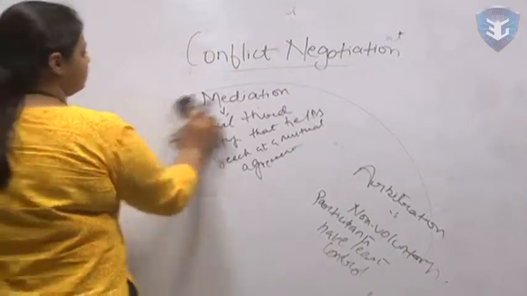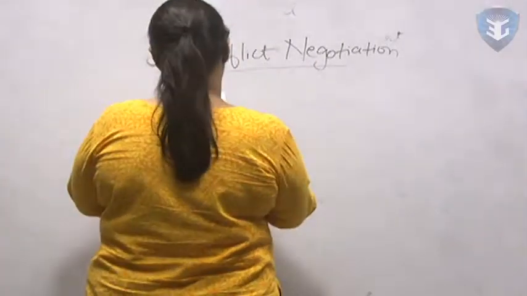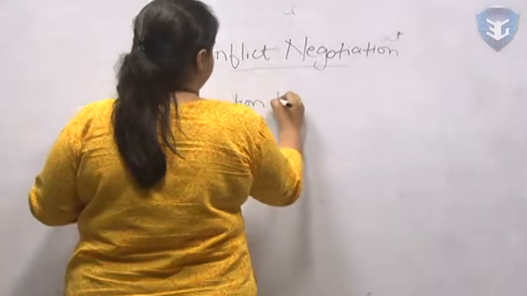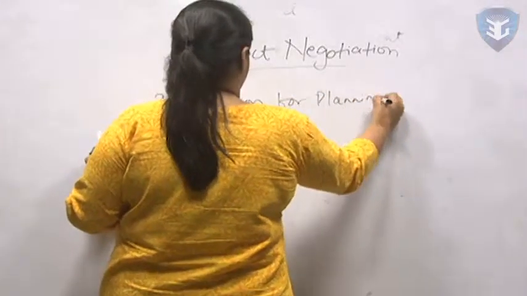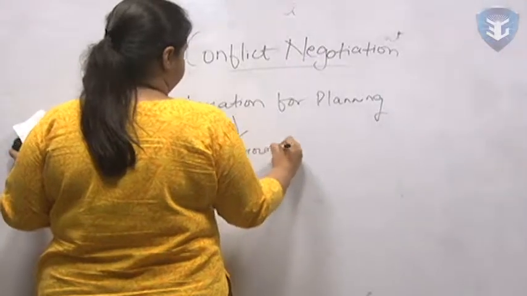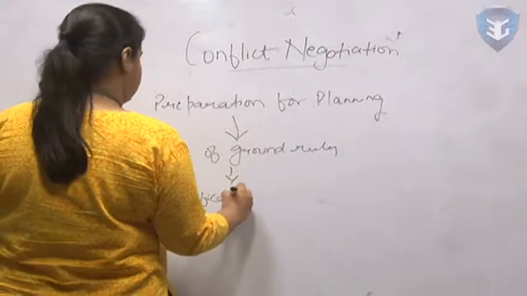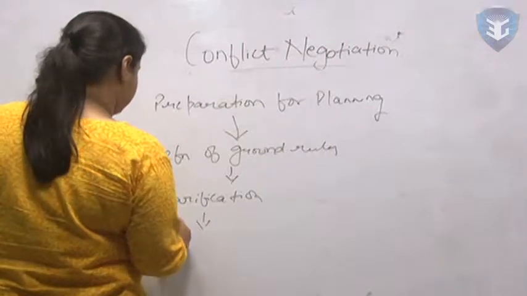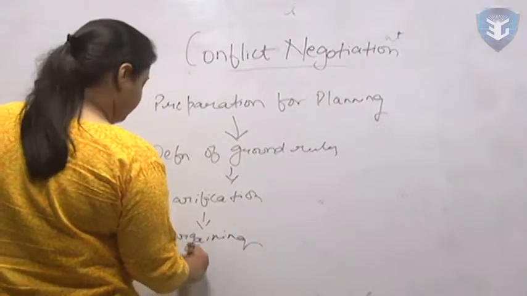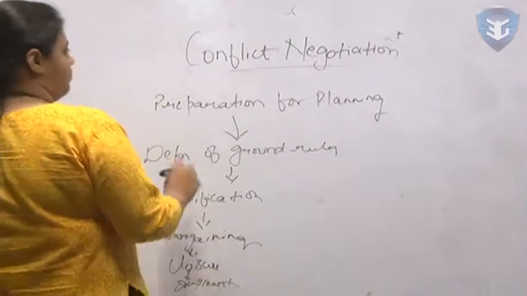Now there are some common steps in all these processes which we call the steps of conflict negotiation, which include preparation for planning, definition of ground rules, clarification, means every party explains their side, then they bargain, so there is bargaining, then finally closure and the implementation. So this is all about conflict negotiation.